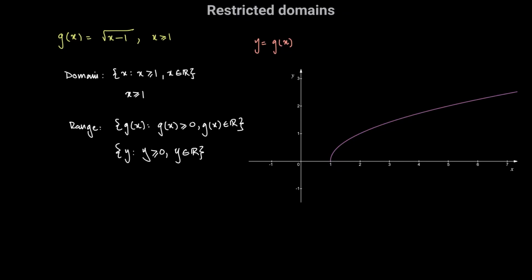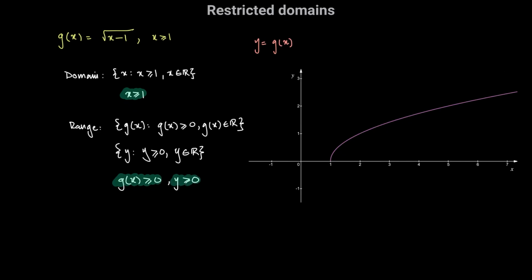This can be written more simply as the range is g of x greater than or equal to 0, or we can say that y is greater than or equal to 0. This again implies that the output g of x, or the output y, is a real number that is greater than or equal to 0. So again, the domain here is the set of all real numbers that are greater than or equal to 1, and the range here is the set of all real numbers that are greater than or equal to 0.